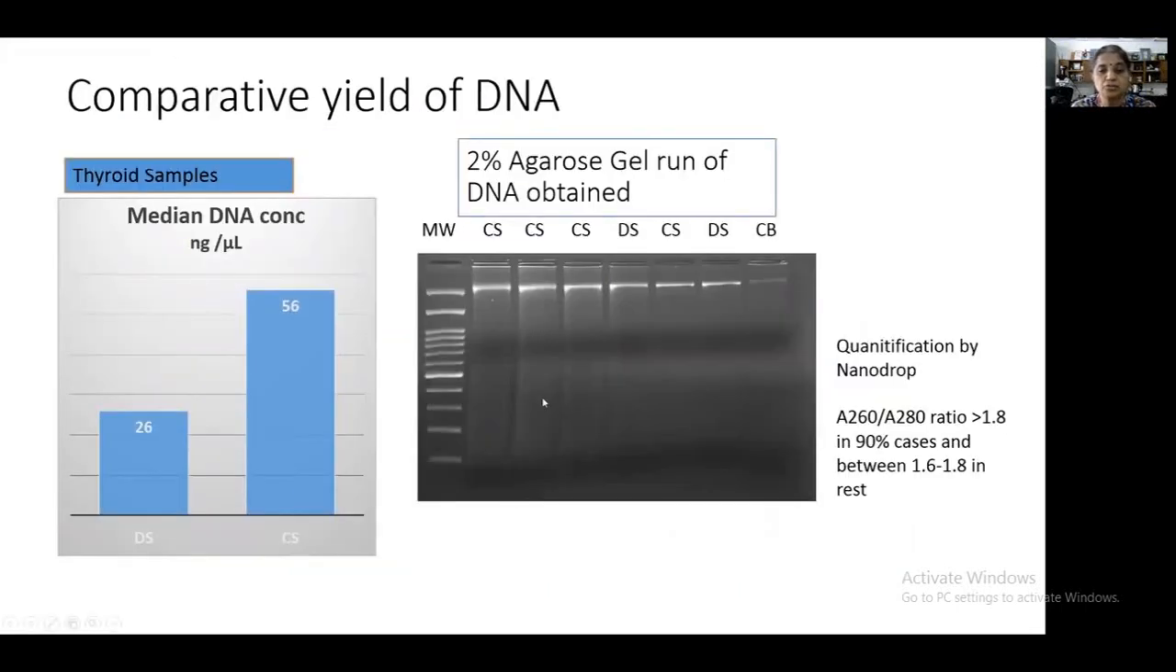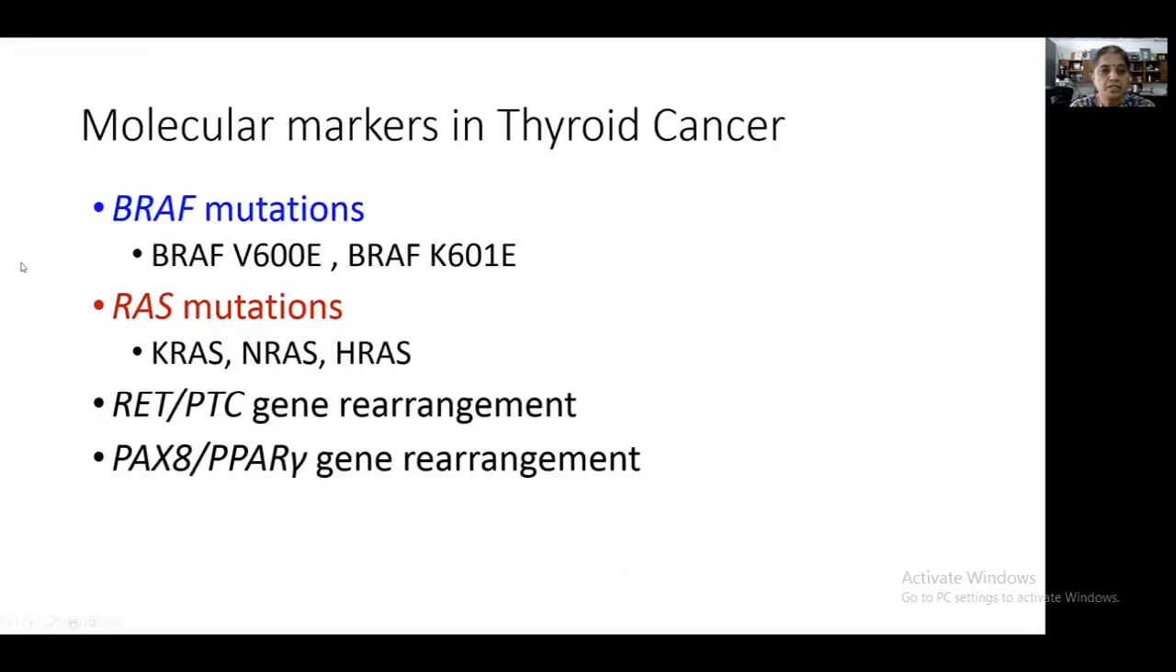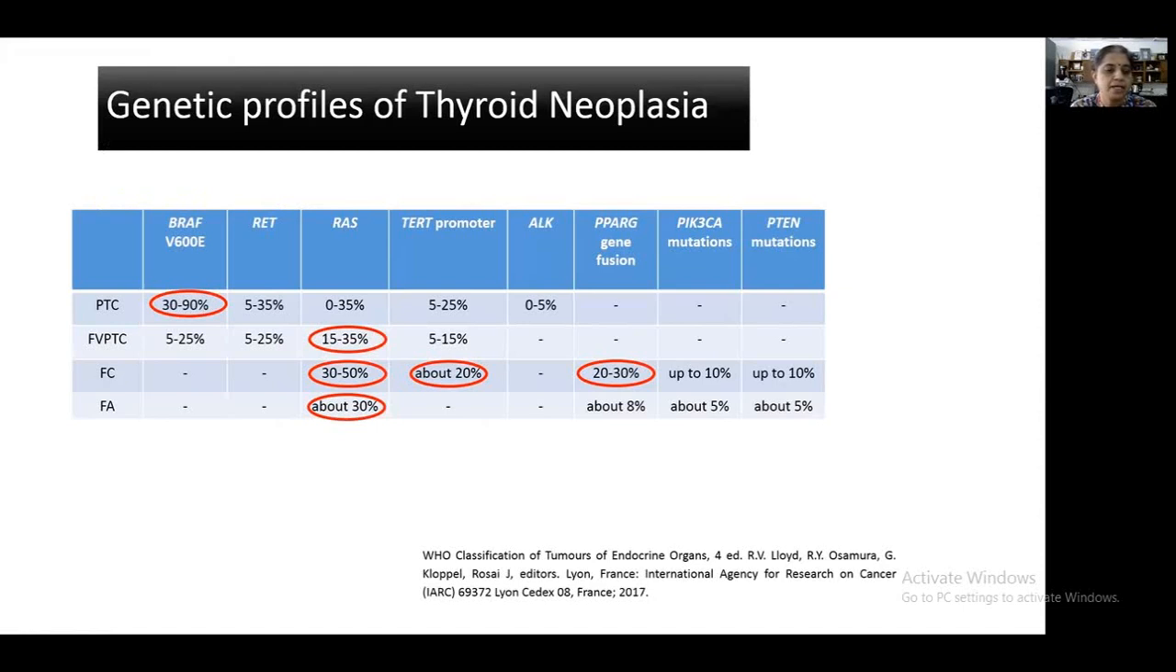Just a comparison again to show you the DNA extracted, run on an agarose gel, to show you the excellent quality, which you can also measure using the 260/280 ratio, and also do the quantification by Nanodrop. So coming back to the molecular markers, the BRAF and the RAS gene mutations. So this is our target here. If you want to look for gene rearrangements, again, you have to do it on the extracted total RNA.